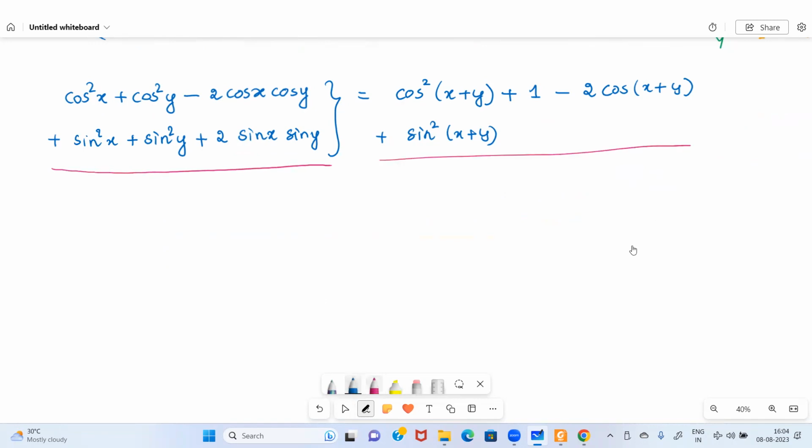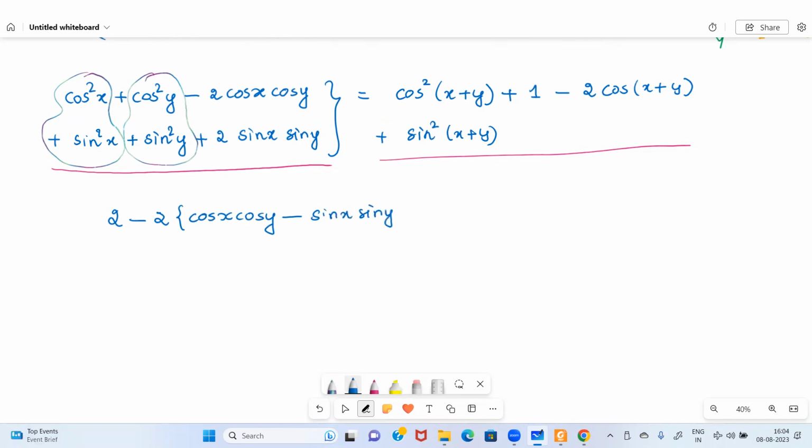You can see that cos square x plus sin square x. What is that going to be, students? 1. Cos square y plus sin square y. 1. 1 plus 1, 2. Then from these two, I'm going to take 2 outside, minus 2 outside. So what would I get? Cos x cos y. Remember, it is minus sin x sin y. This is a place where students usually go wrong, because here I have a plus. So when I take a minus outside, inside it will become minus, so that minus into minus becomes plus. Correct?